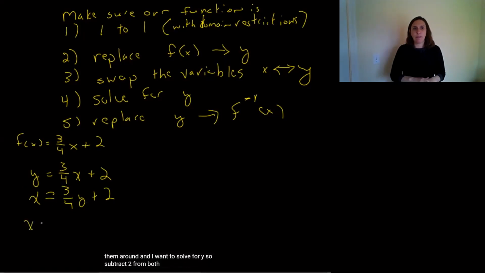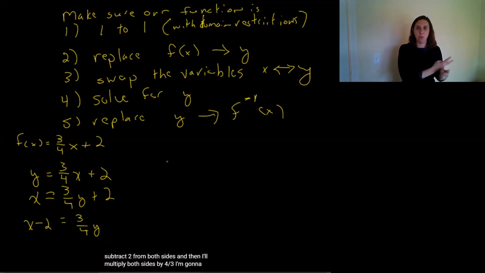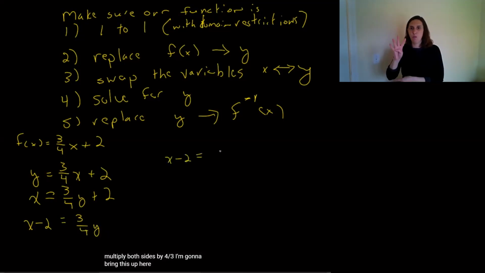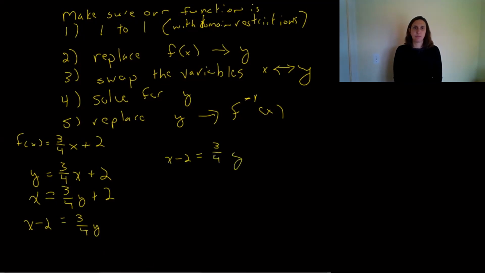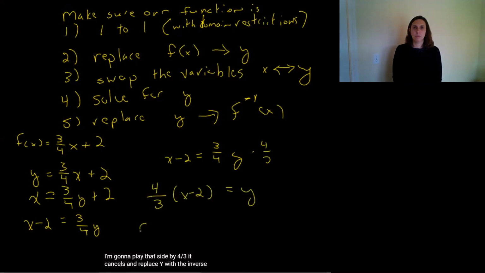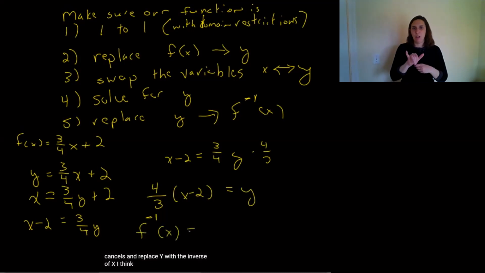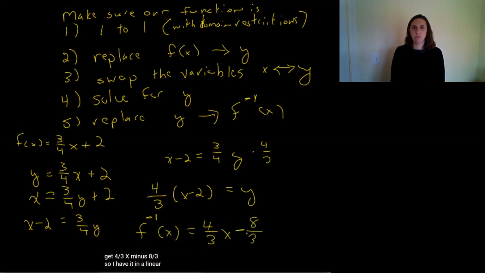So I'll subtract 2 from both sides. And then I'll multiply both sides by 4/3. I'm going to bring this up here. So multiply both sides by 4/3. If I multiply that side by 4/3, it cancels. And replace y with the inverse of x. And I think I'll distribute this. I'll get 4/3 x minus 8/3. So I have it in a linear format.